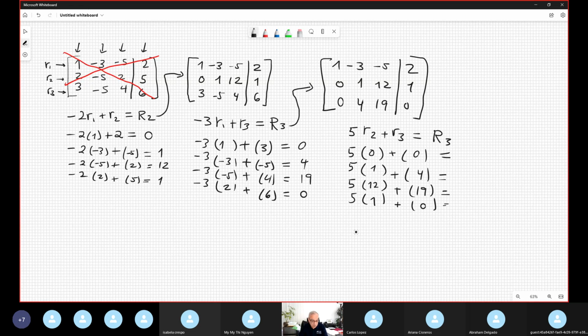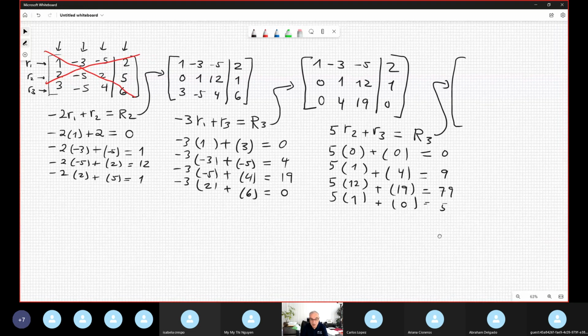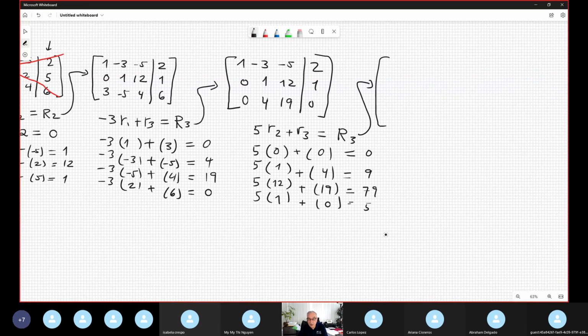Okay, so the answer is 0, and the next is 9, because 5 plus 4 is 9. And this is 60, it's 12 times 5, 60 plus 19 is 79. And this is 5. Okay, so my last row, by the way, is 1, -3, and -5, 2.